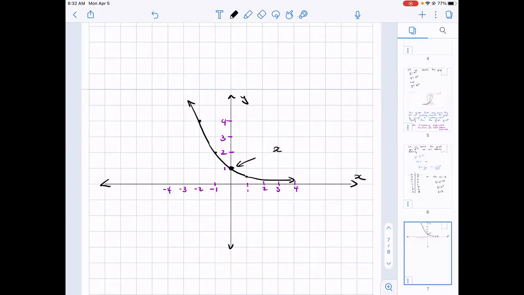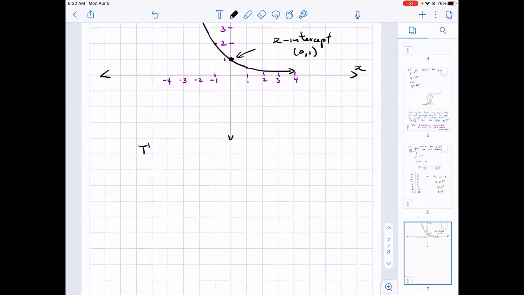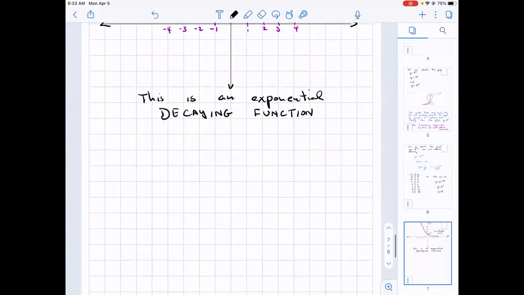The x-intercept is still 0, 1. We still have an x-intercept of 0, 1. And once again, the graph never touches the x-axis. And this here is an exponential decaying function. Okay? It's an exponential decaying function. As you travel from left to right, the graph moves downward. And that's the reason it's called a decaying function.